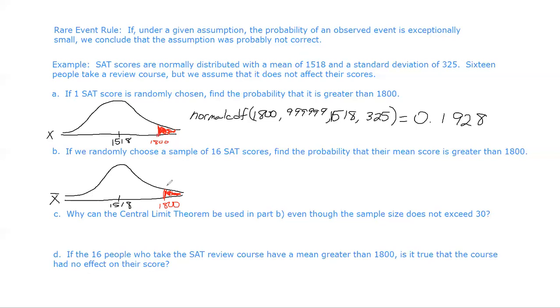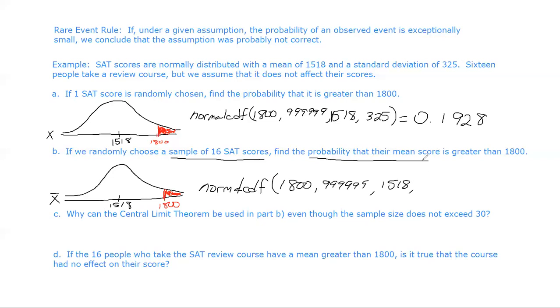Okay, so since it is a group of 16, and I'm trying to find the probability that their mean score is greater than 1800, this is where the central limit theorem comes in, and I'm going to put in normal CDF. I'm still going to use 1800, 9999999, and 1518, but I'm going to take the standard deviation, that 325, and divide it by the square root of my sample size. So 325 divided by the square root of 16.